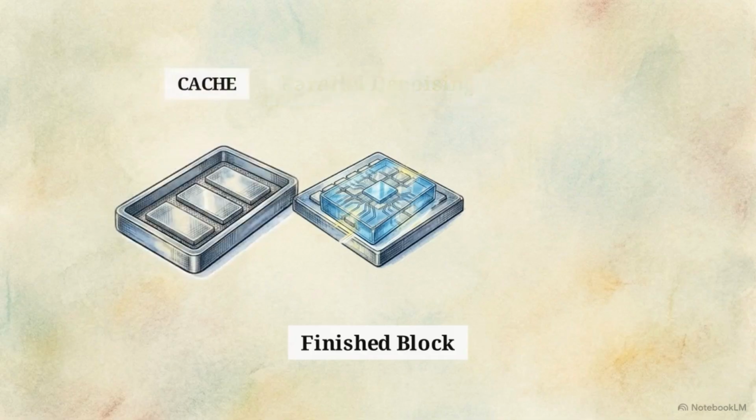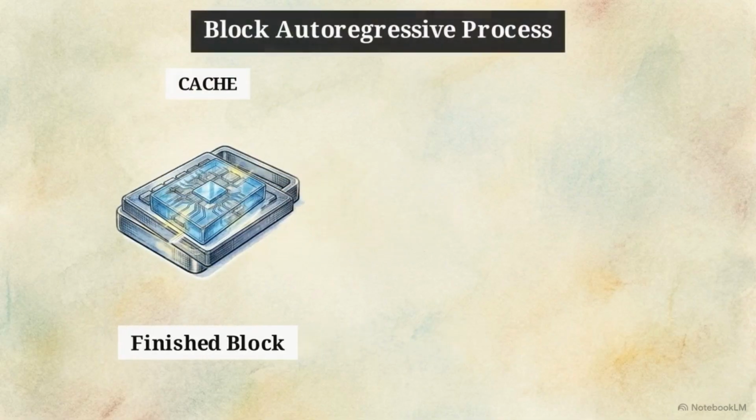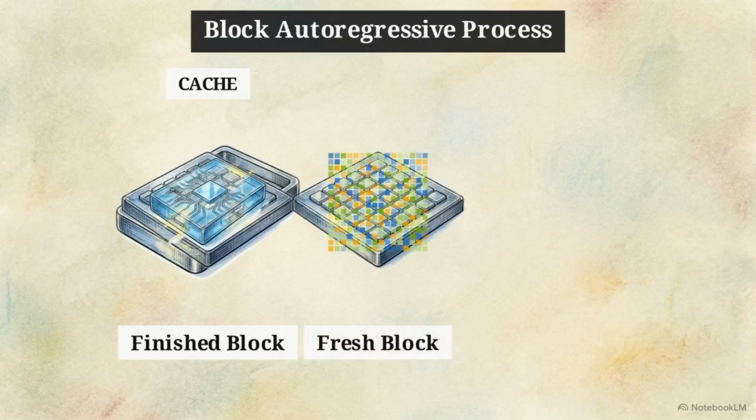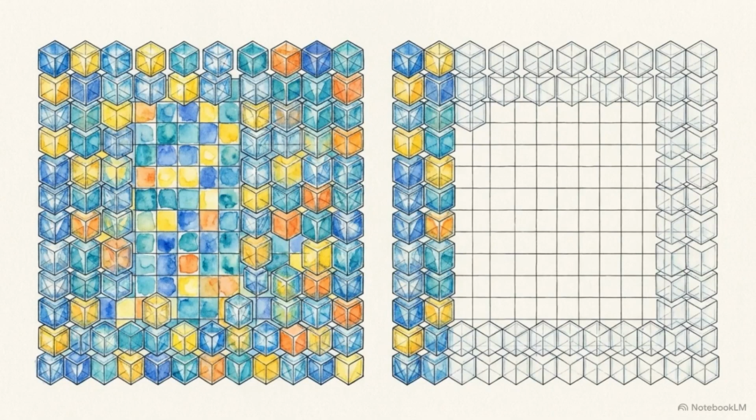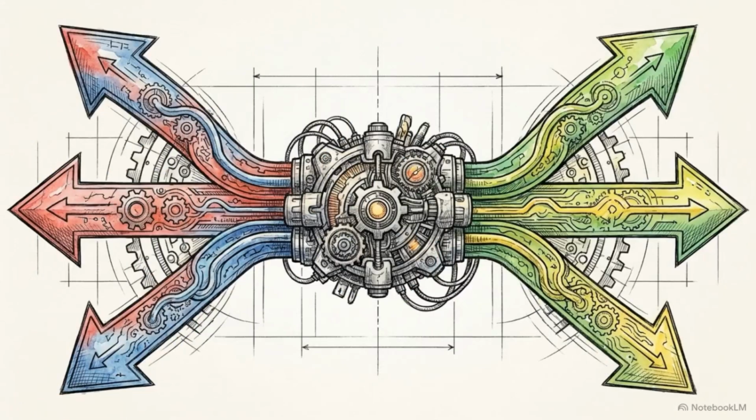To generate outputs longer than 256 tokens, the model uses a block autoregressive process. Once a block finishes denoising, it is saved, and a completely fresh block begins rendering next to it. This caching mechanism retains the sequence history, ensuring the new grid perfectly connects to the structural context of the previous one. Processing text as a parallel canvas introduces a massive structural advantage: bidirectional context.